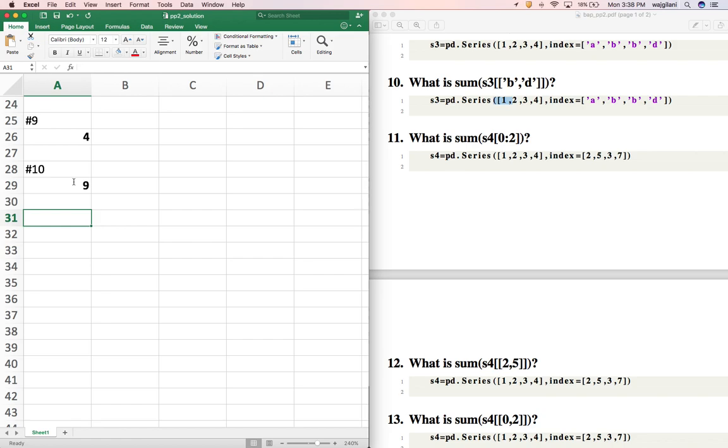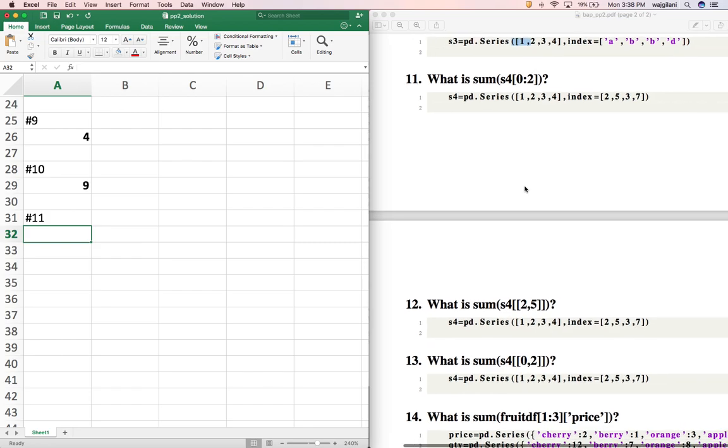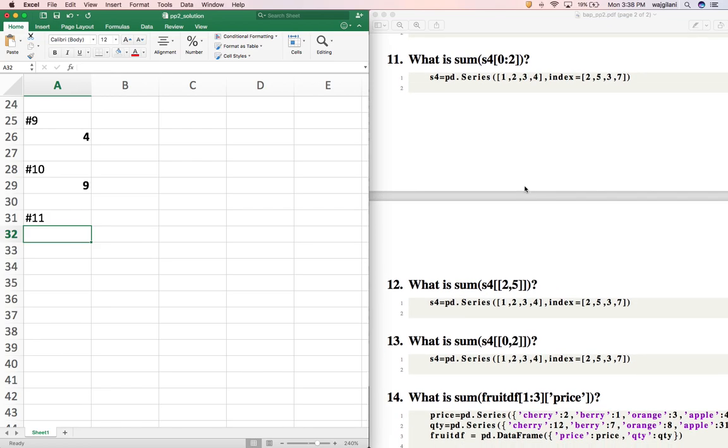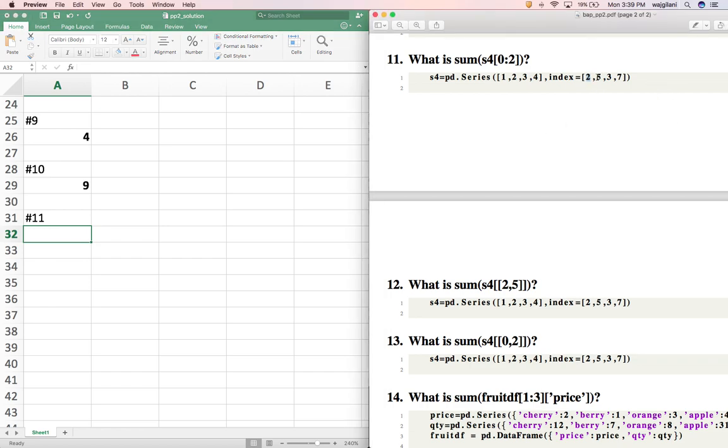All right, to number 11. S4. All right, now I changed things up a little, guys. For number 11, we go back into a series with numbers as values and also numbers as indexes. But here I explicitly choose the index. Check out the indexes, right? They're numbers, but they're numbers out of order. You got a 2 here, a 5 here, a 3 here, and a 7 there. Again, it's all good. You're allowed to do that.